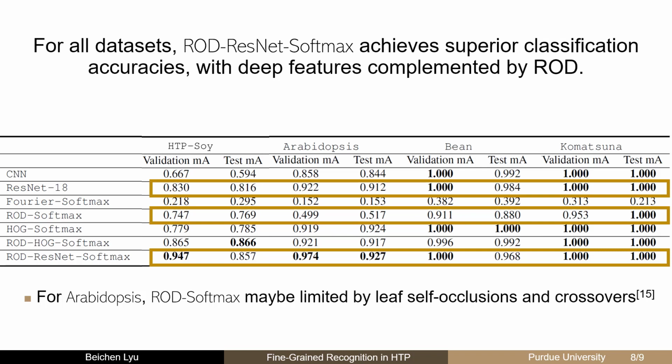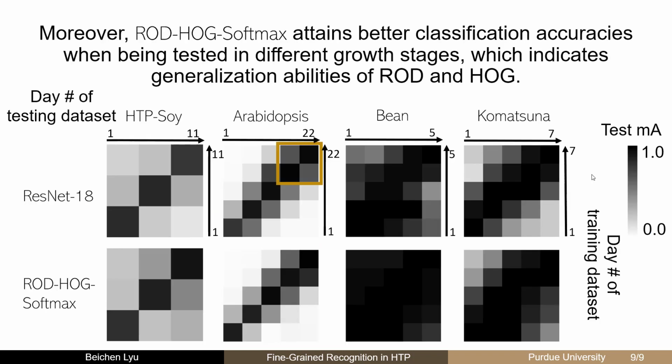It's even more surprising to see how ROD could improve ResNet to jump from 80% plus to 90% plus, like for the HDB soil. Third, ROD softmax still has limitations. Like for the Arabidopsis, ROD softmax just reached about 50%, which is still far better than the full-feature softmax, but has a large margin compared with the others.